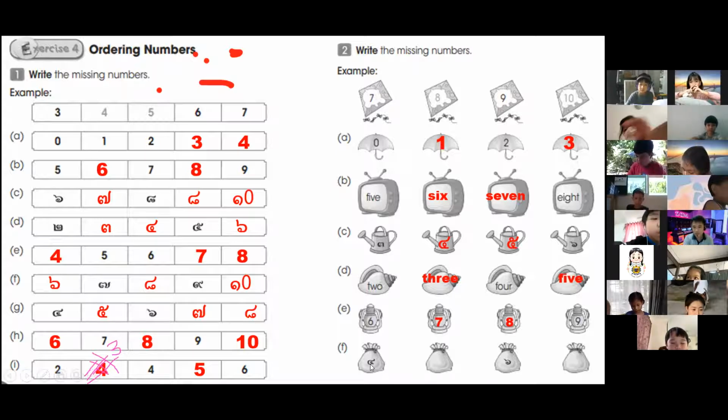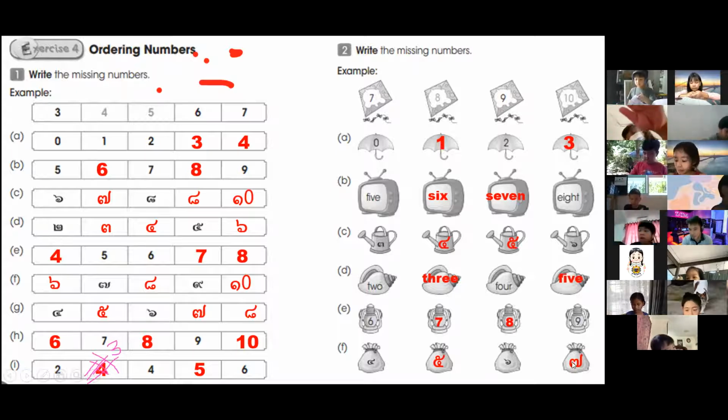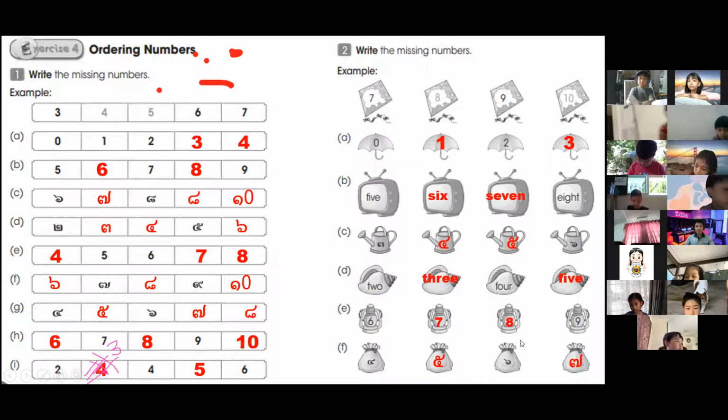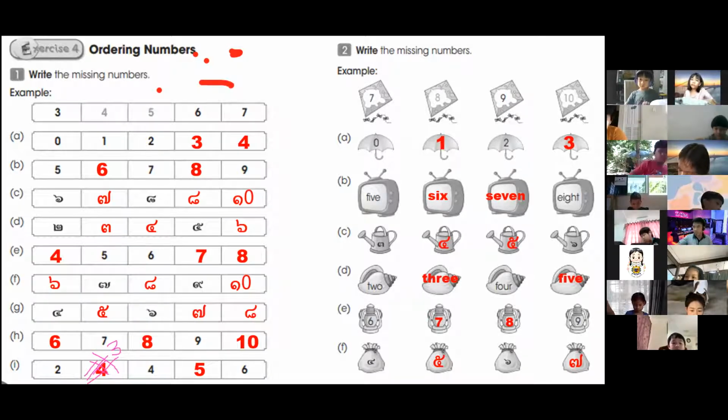Number 4, next to number 4 is number 5 and then number 6, and the other missing number is number 7. 5 and 7. Okay, I hope everybody answered their books already. Now, if you are done, we can proceed to page 14.